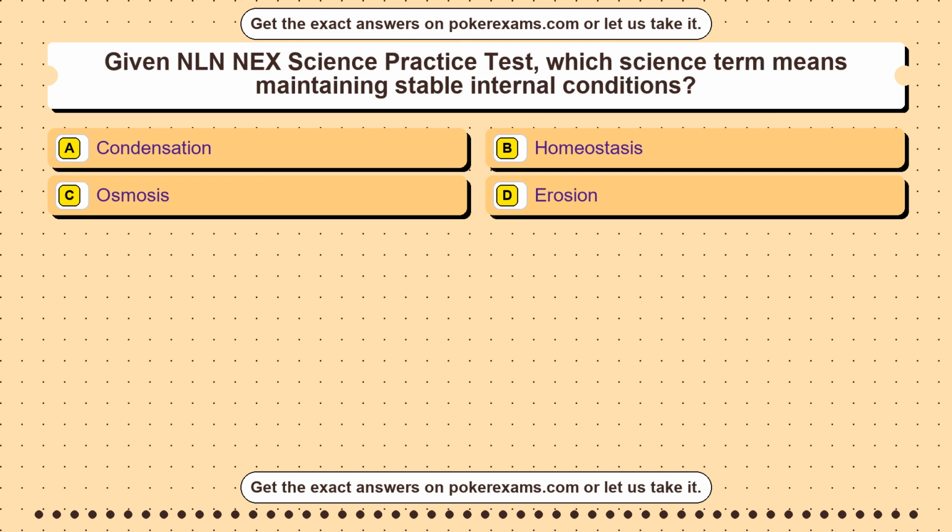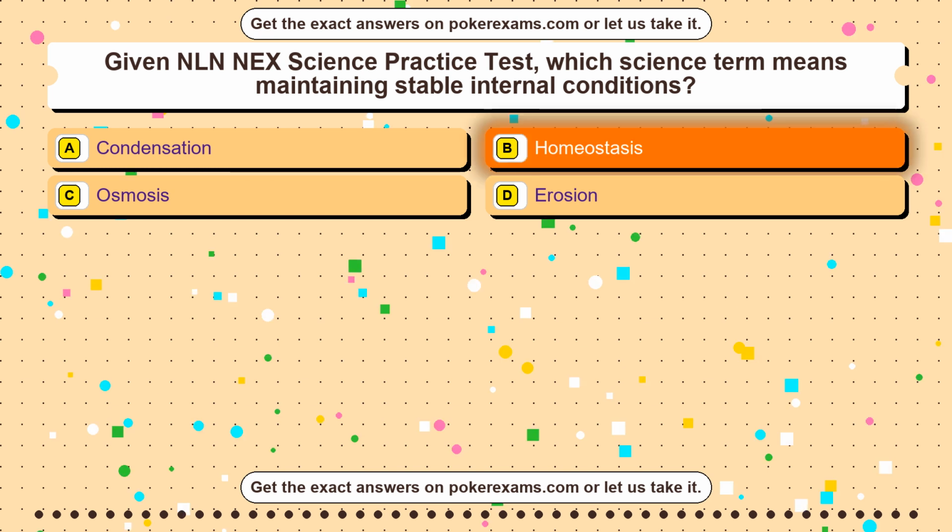Question 48. Given the GED RLA practice test, which branch of government makes laws in the United States? Option A, military. Option B, legislative. Option C, executive. Option D, judicial. The correct answer is option B.